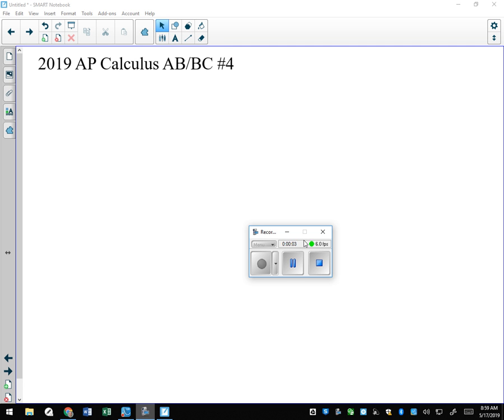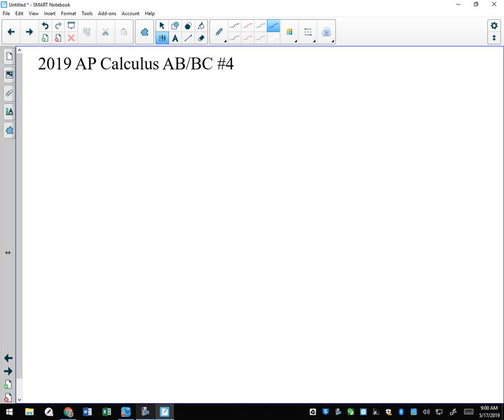Okay, question number 4 of the 2019 AP Calculus exam. This was also on the BC exam. I have not read the question yet. I'm solving this in real time, so hopefully I get it all correct.